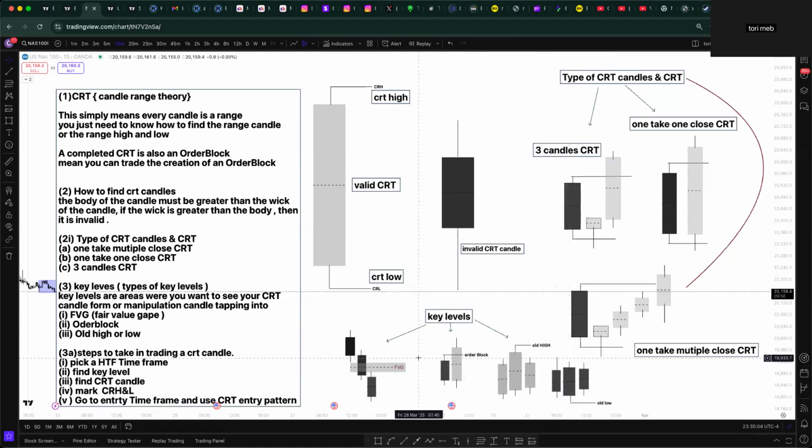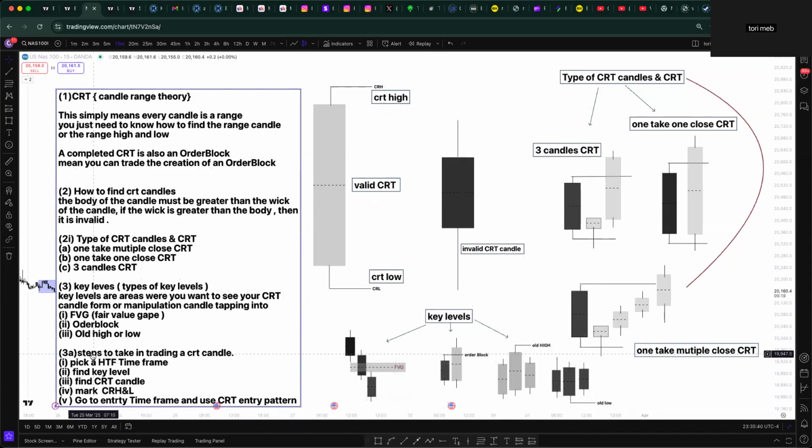I'll show you guys how you can spot these key levels because they're very important. These are areas where you want to see your CRT candle being formed, or maybe your manipulation candle tapping into them before you can take a trade. This is key, and that's why it's called the key levels. So we have the FVG, which is the fair value gap, the order block, and the old highs and old lows. There are other key levels, but for me, these are the three major key levels I look for. I don't want to crowd my head with so many key levels, even though I know them. These are the major ones that are part of my plan.